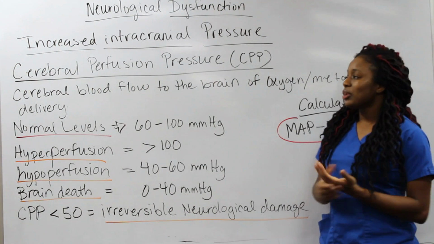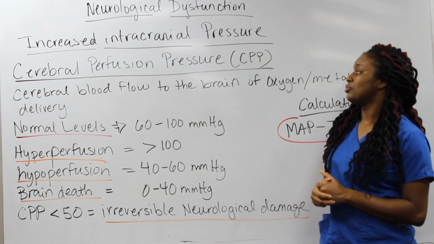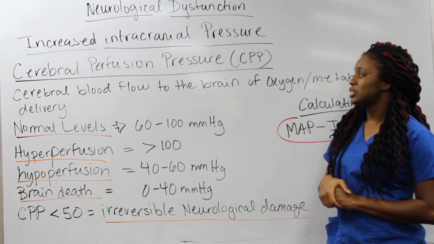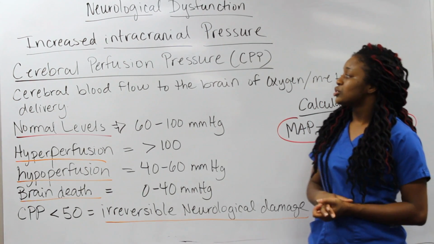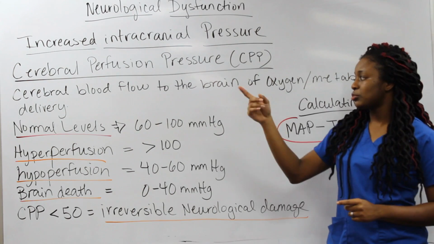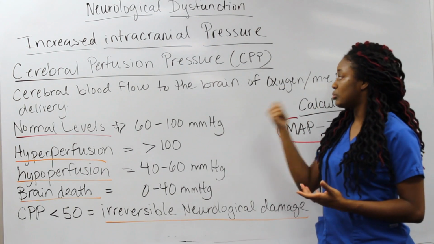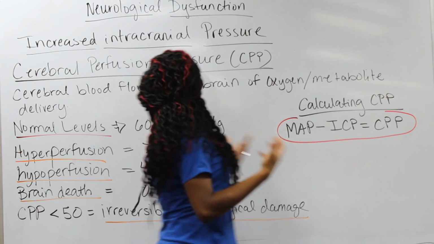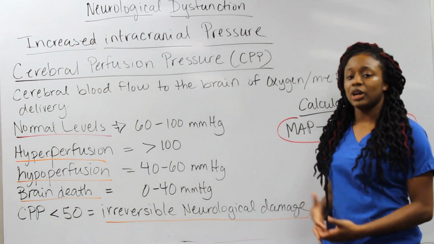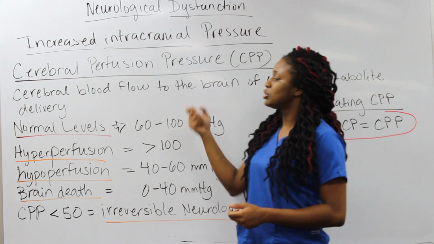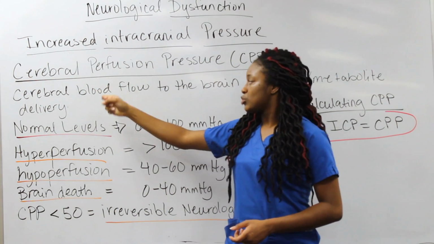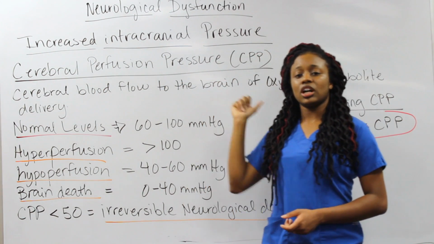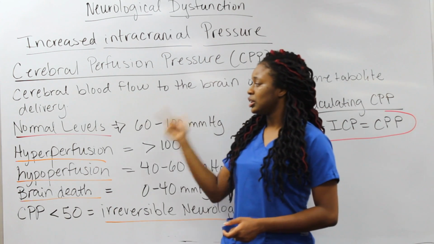All right. So now we have another player that also is involved. We have cerebral perfusion pressure, which is also known as CPP. Now you may say, what is that? So cerebral perfusion pressure is pretty much the pressure of the cerebral blood flow to the brain, which is going to carry oxygen and metabolites and different nutrients to the body. It's going to deliver those things. So it's pretty much the pressure that it takes for the cerebral blood flow to go to the brain, carrying the oxygen and the metabolite delivery.